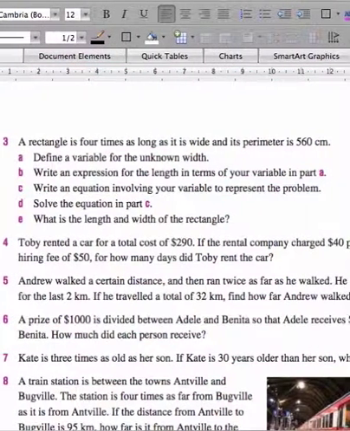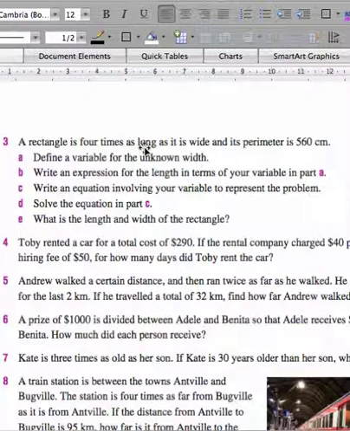Now let's have a look. Now this is the tricky part. So let's try and get our head around it. A rectangle is 4 times as long as it is wide. Now, what that's saying, if we read it like this, is a rectangle is 4 times longer than its width. That's what it's saying.